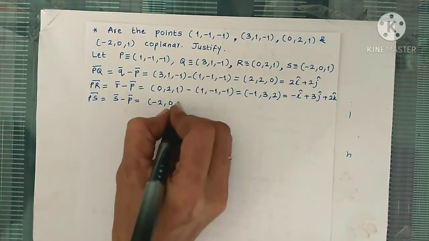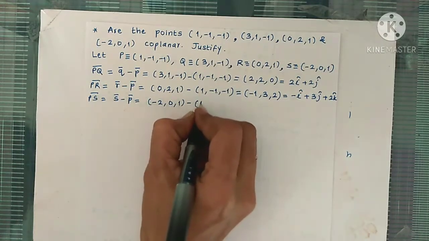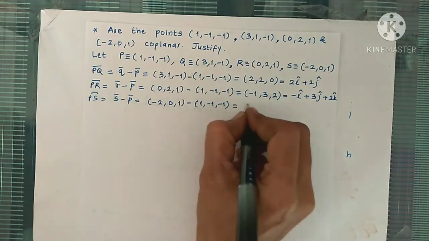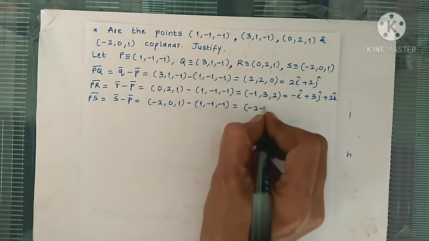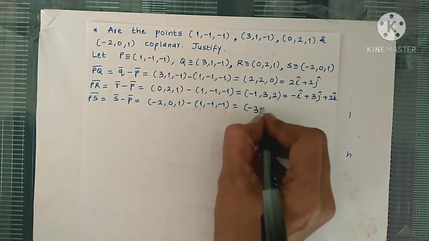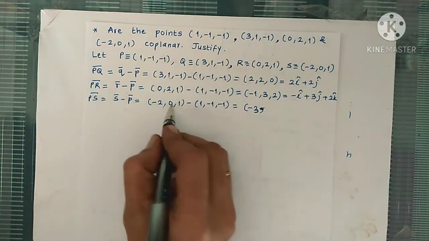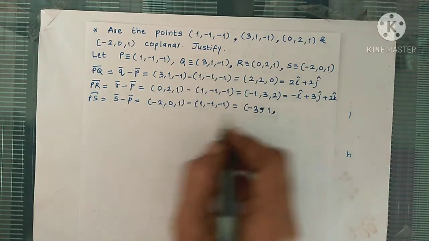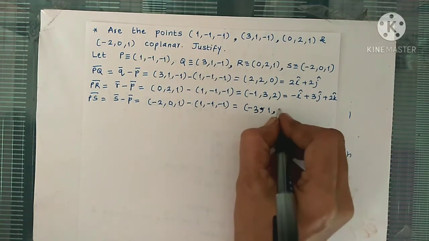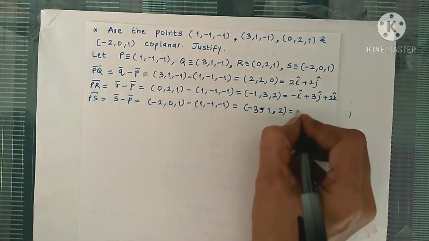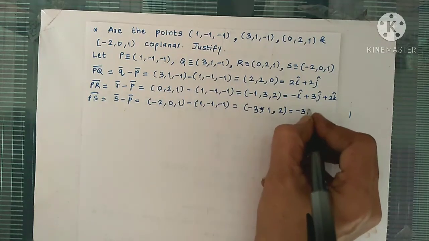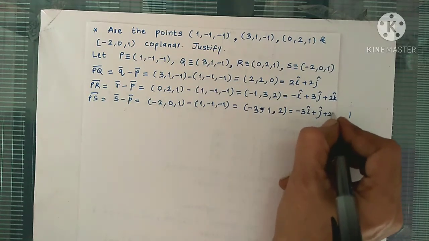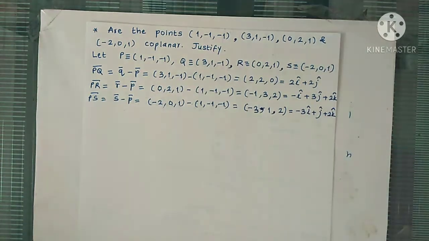Minus 2, 0, 1 minus 1 minus 1 minus 1. So minus 2 minus 1, so let's write it as minus 3 only. Next one is 0 minus minus 1, so 0 plus 1 is 1. And 1 minus minus 1 is 1 plus 1, 2. So it is minus 3 i cap plus j cap plus 2 k cap.